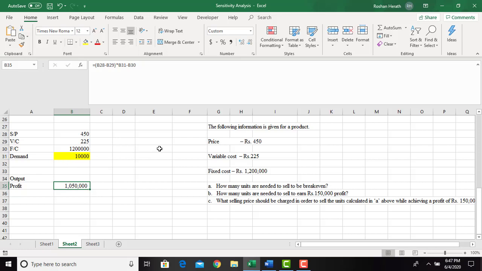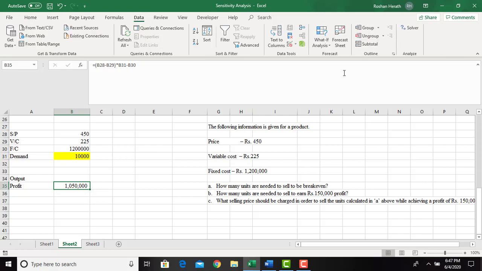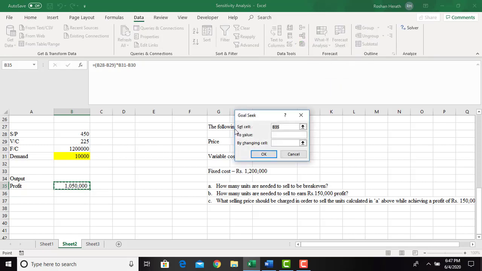Let's see. You may go to the Data tab, What-If Analysis, Goal Seek. You want to set this value to 0 by changing what? Changing the number of units that you intend to sell. Say okay.